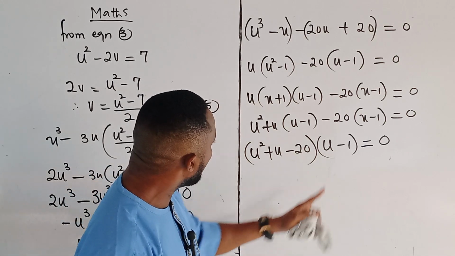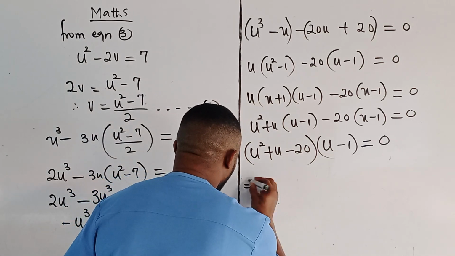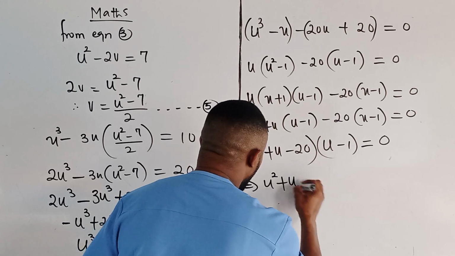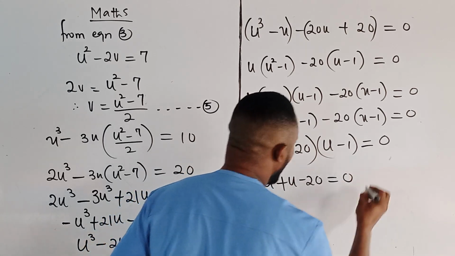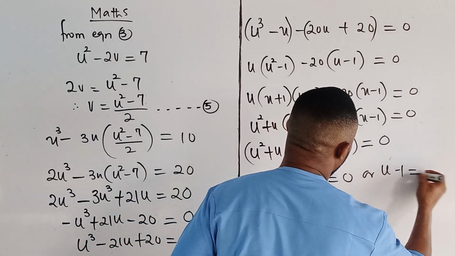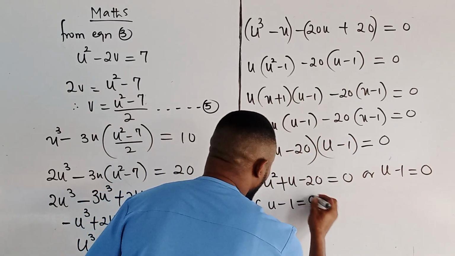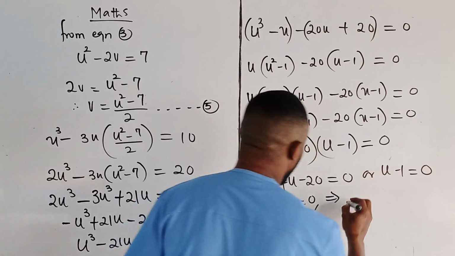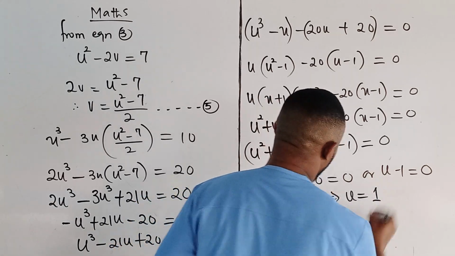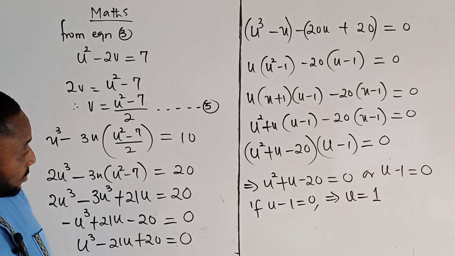Okay, from the zero product property, it implies that u squared plus u minus 20 equal to 0 or u minus 1 equal to 0. So if u minus 1 is equal to 0, it implies that u equal to 1. So that's our first solution.